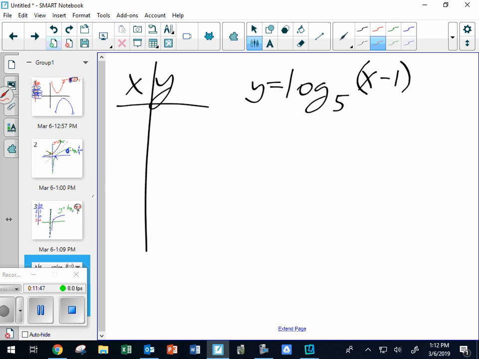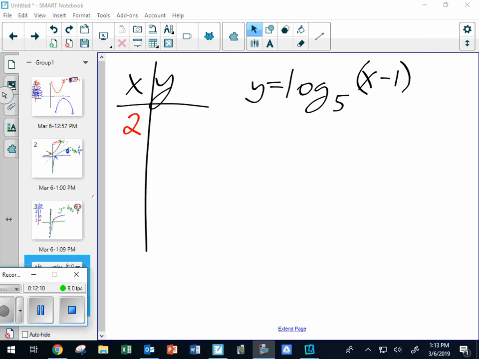4 does not work nice. 2 works pretty nice. Let's keep playing with the numbers until you find ones that work nice. And also, don't forget to find 3 points and the asymptote. Pause for a second. Let you try that one.